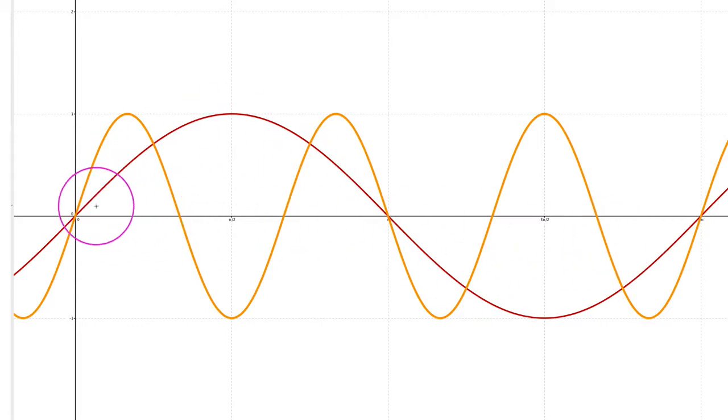Its period is 2 pi. This one completes 3 cycles in a normal 2 pi period. So we'd say, well, what would its period be? Okay, so here's what I want to bring up.